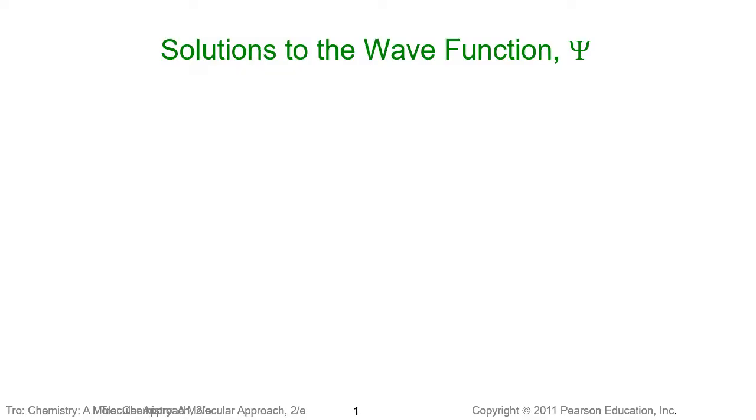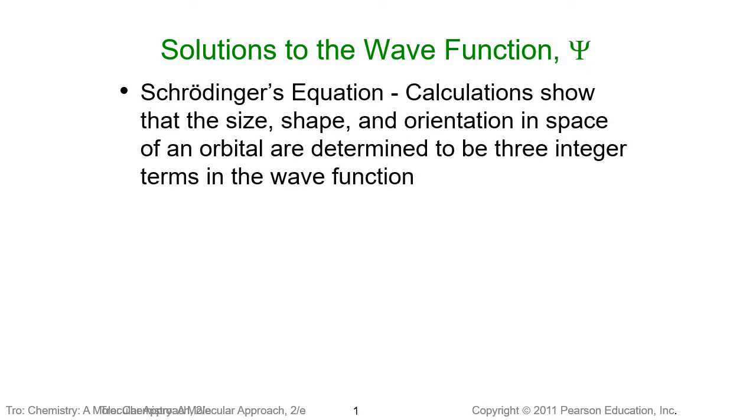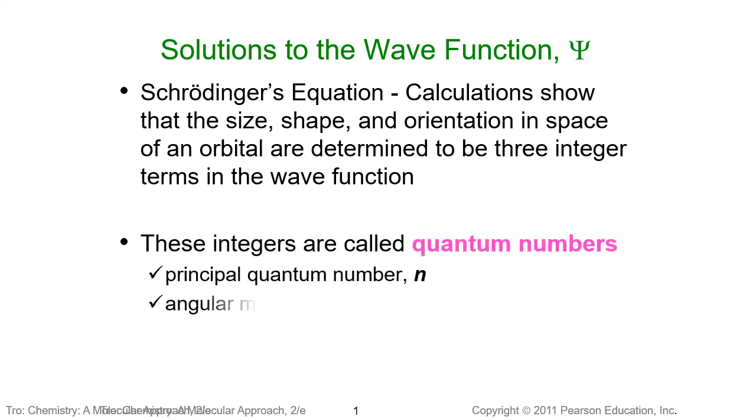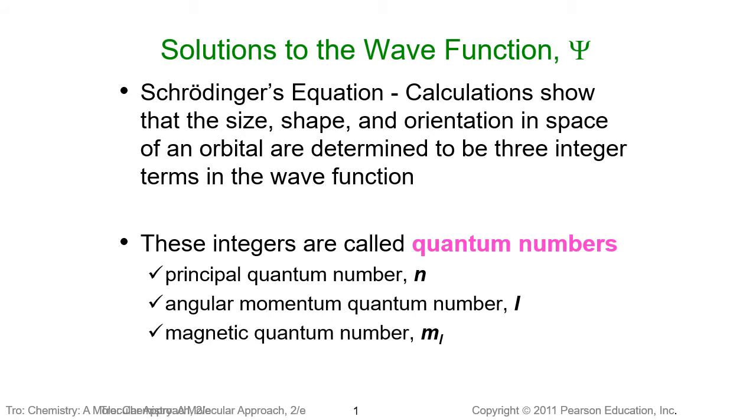The energy of an electron is more important than its position. So the probability of where the electron is found is given to us through the solutions of the wave function using the Schrödinger equation. By solving this, it gives us information about the size, the shape, and the orientation in space of our orbitals. And these come from the solutions to our Schrödinger equation. So the integer values that are predicted by the Schrödinger equation are what we call quantum numbers.